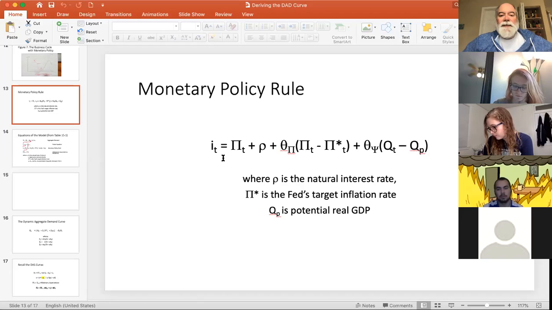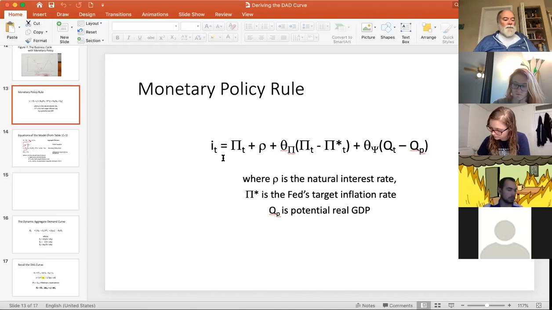What you see on the screen is a version of the Taylor rule. This particular equation is the monetary policy rule for our dynamic aggregate demand model. Okay, let's look at what's in here.